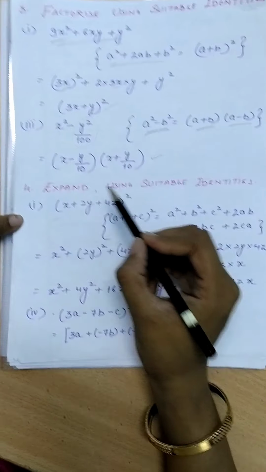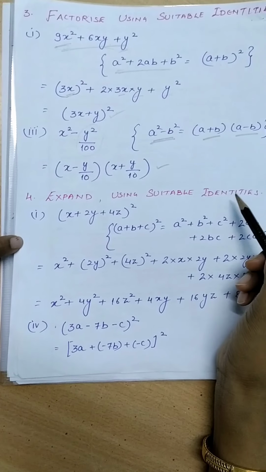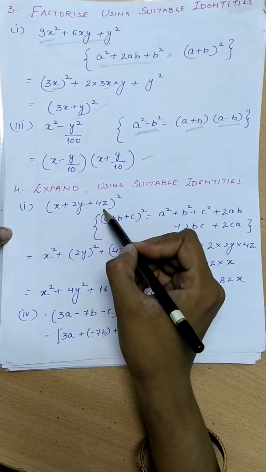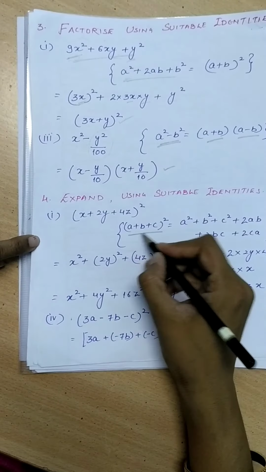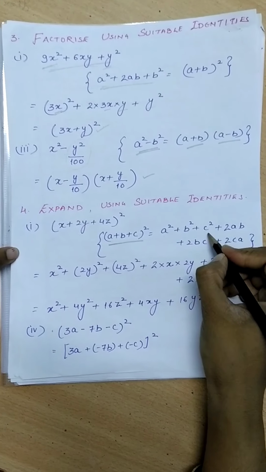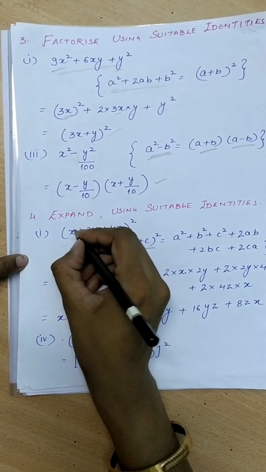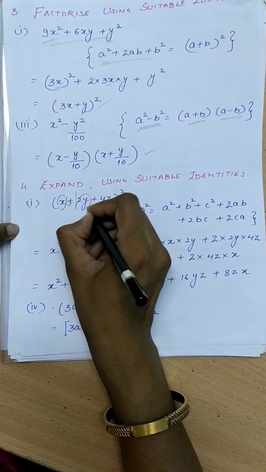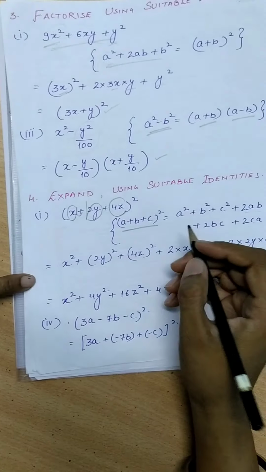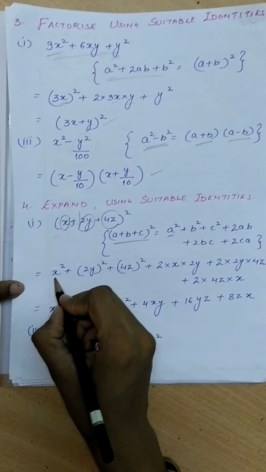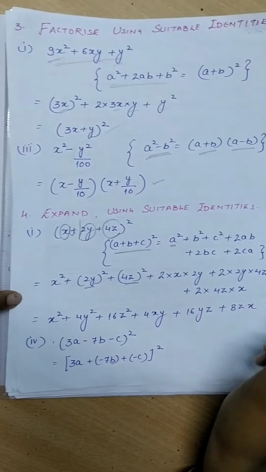Now the fourth one is expand using suitable identities. Now we have to expand it. Okay. So this is (x plus 2y plus 4z) whole square. This is the identity (a plus b plus c) whole square. And what is this? A square plus b square plus c square plus 2ab plus 2bc plus 2ca. And what is a here? X is a, and complete 2y is b, and complete 4z is your c. Okay. So in place of a, I'll write x. In place of b, 2y. In place of c, 4z. Everywhere in place of a, b, c, I'll change the value.